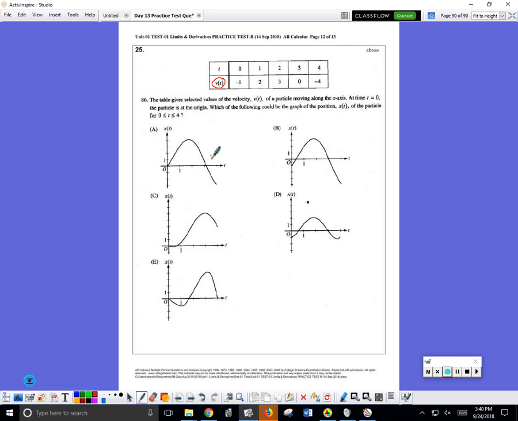So, yes. Please, Quincy. Okay, it says at time equals 0, the particle is at the origin. So does that mean that you can automatically eliminate B and D because it doesn't start at 0? Perfect, perfect, perfect.